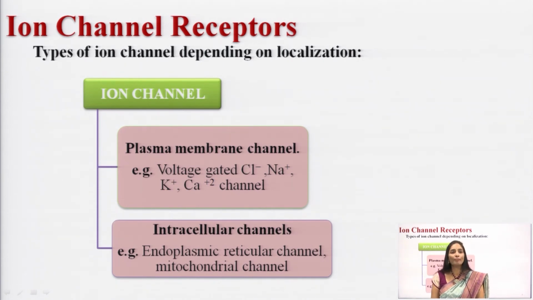One is plasma membrane channel and the second one is intracellular channel. Depending upon the localization, the receptor has been classified into plasma membrane channel and intracellular channel. Plasma membrane channel examples are voltage gated channels: sodium, potassium, chloride. And what about the intracellular channel? Sarcoplasmic reticulum channel, endoplasmic reticulum channel, myocardial channel; these fall under the intracellular channels.